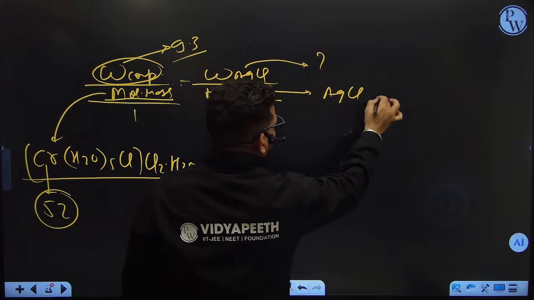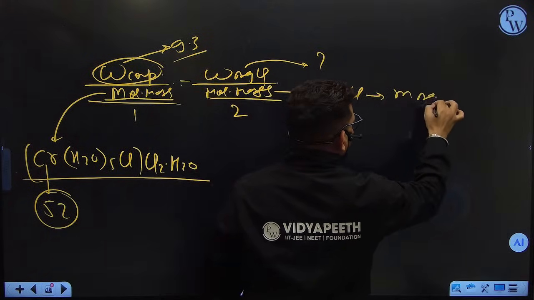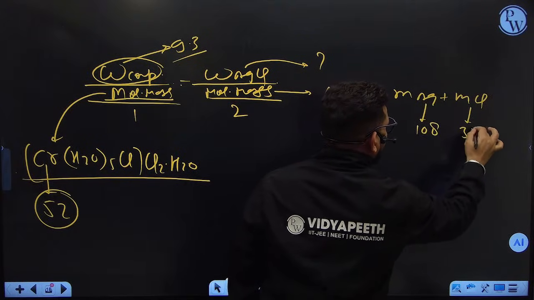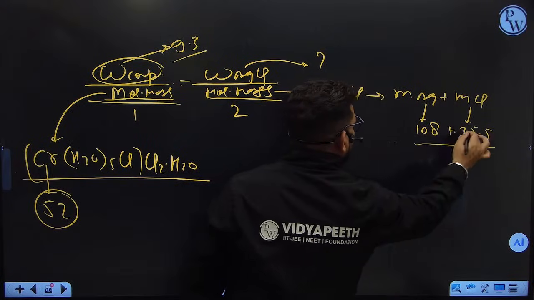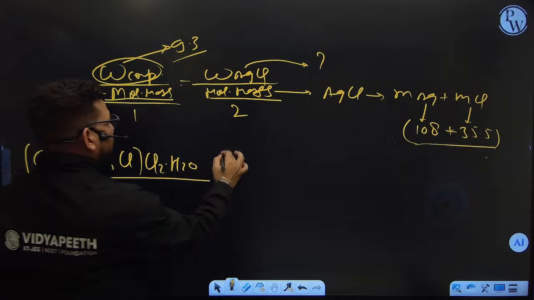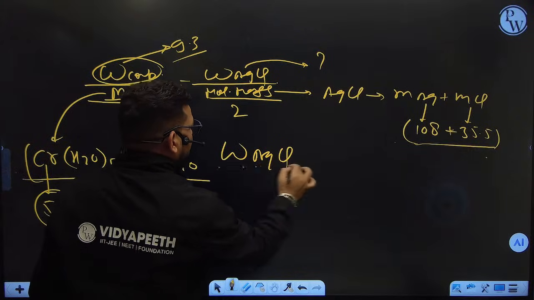You are also able to find out the molecular mass of silver plus the molecular mass of chlorine. Silver mass is 108 and chlorine mass is 35.5. You have to add both. You will get the molar mass. Now you are going to solve it. So finally you will get the AgCl total amount.